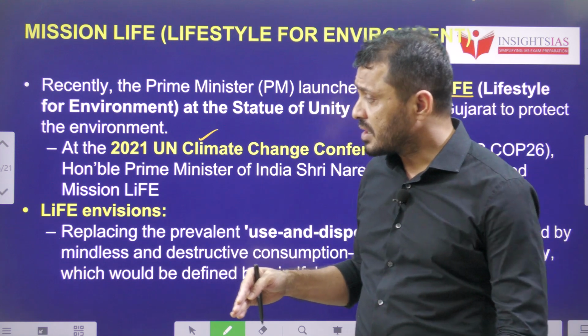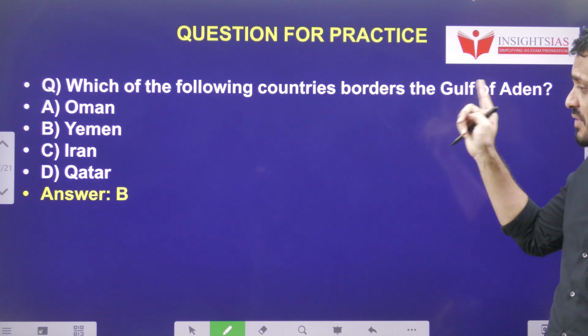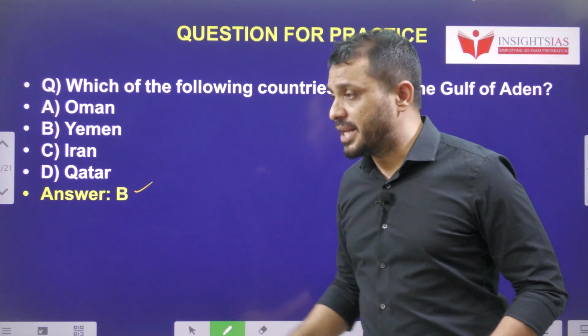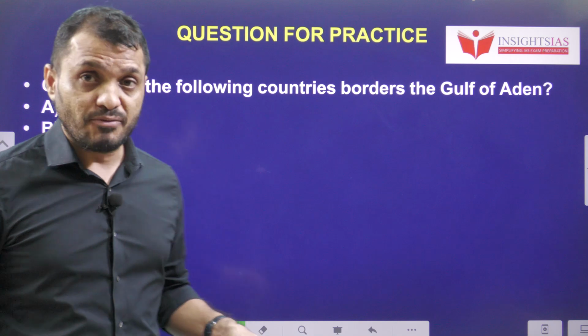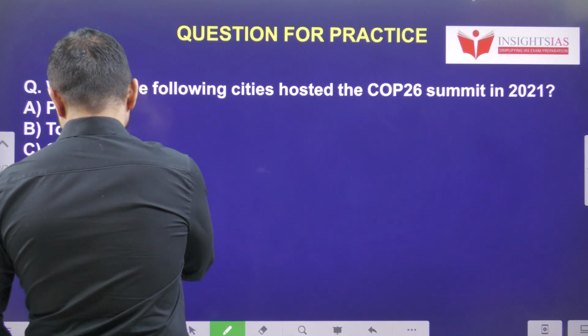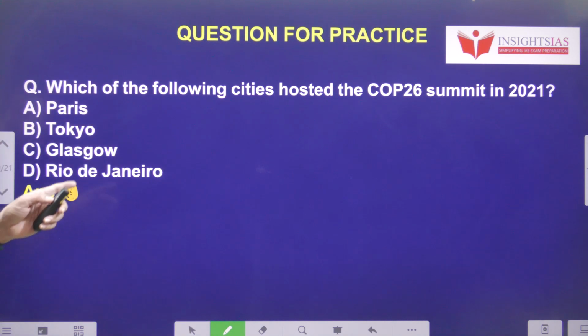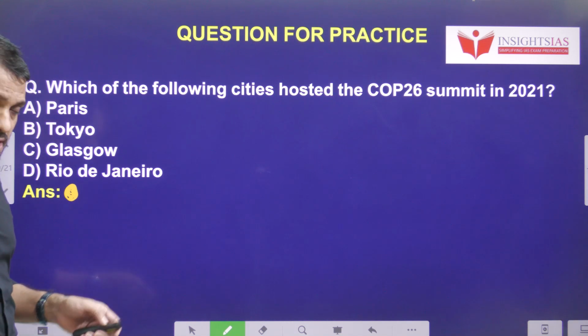Now let's see yesterday's video question. Which of the following countries borders the Gulf of Aden? It is Yemen. Yemen is the country which borders the Gulf of Aden. Now let's see today's video question. Today's video question is, which of the following cities hosted the COP26 summit in 2021?